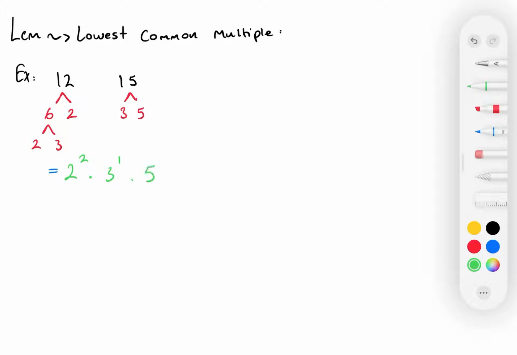And then you can write 3 to the power of 1 because it appears one time in both the numbers, and then 5. If you multiply all of these, you get essentially 4 times 3 times 5, which is 60.